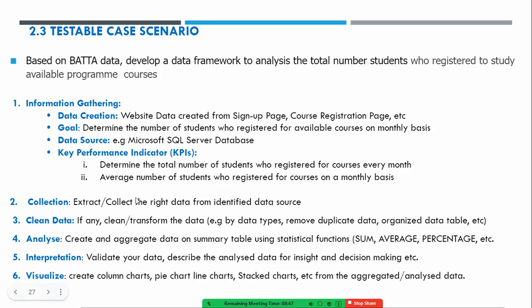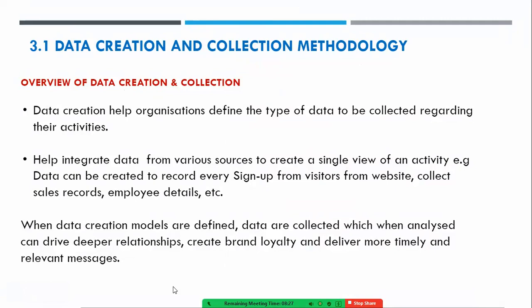So you collect the data, you extract it from the identified data source, you clean it, remove duplicates and all of that. You analyze it using your sum, average, percentage, you interpret your data, and then you turn it into charts and all of that. So for data collection methodology, you can use forms. People who sign up on the website put in their name and their email address. You can download it from your website. Your sales record, you can get those as data.